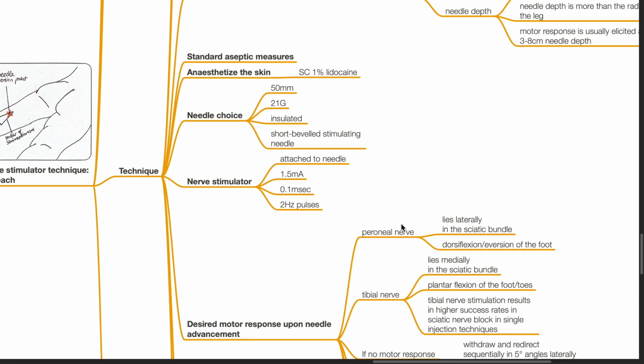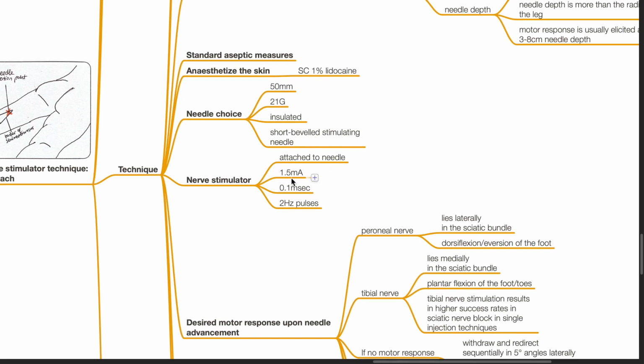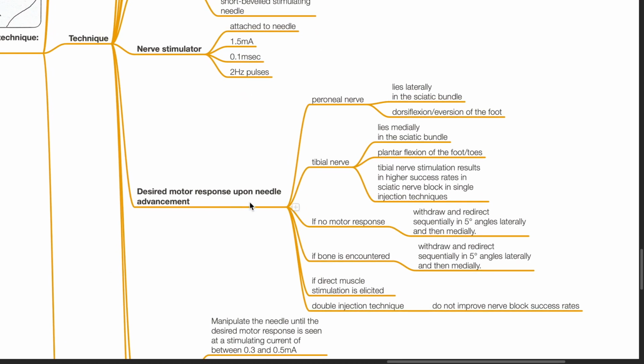Nerve stimulator attached to the needle, set at 1.5 mA, 0.1 milliseconds, 2 Hz pulses. Desired motor response upon needle advancement: peroneal nerve stimulation results in dorsiflexion or eversion of the foot.